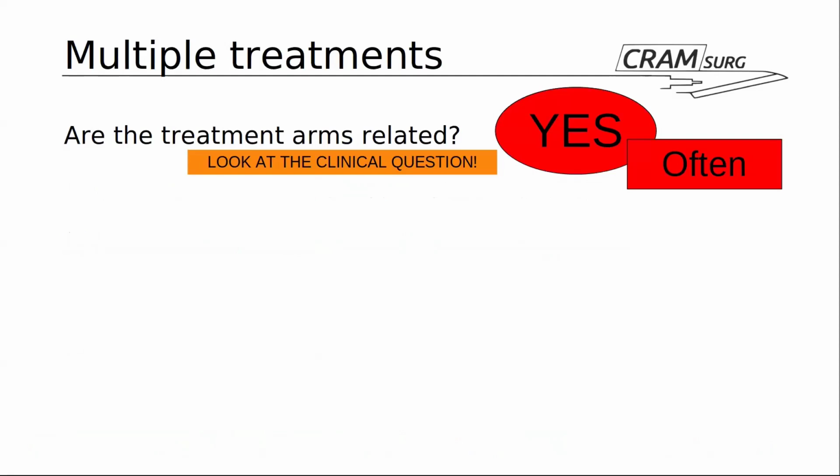So let's start by the assumption that we have a condition where multiple treatments are available. And again, this is common in oncology. So whenever we are designing a trial like this or looking at a trial like this, we need to ask ourselves, are the treatment arms that we are including in our trial related? And we have to look at a clinical question to figure that out. And often, when there are multiple treatments available, yes, the treatment arms are actually related. And I'll give you an example.